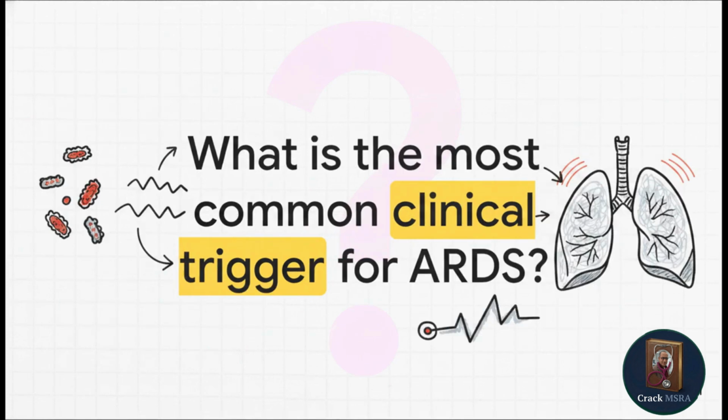Question 7. Testing your clinical triggers. What is the single most common clinical trigger for the development of ARDS? Think back to the S at the very beginning of our Spartan mnemonic. The number 1 clinical trigger overall is sepsis.